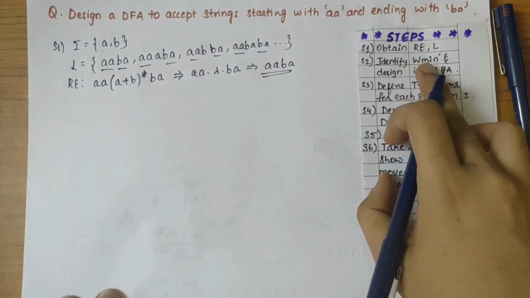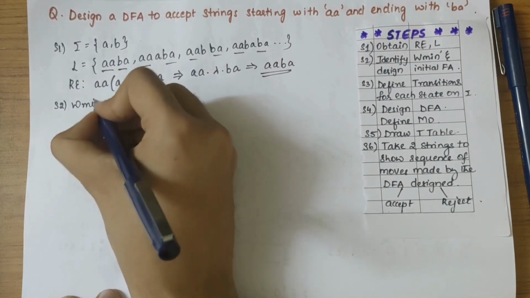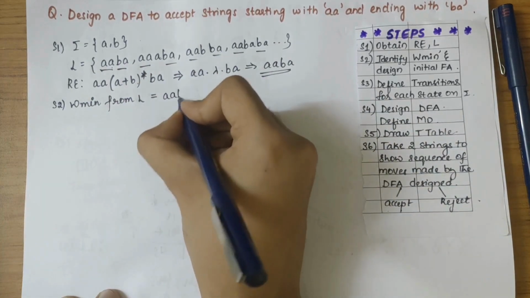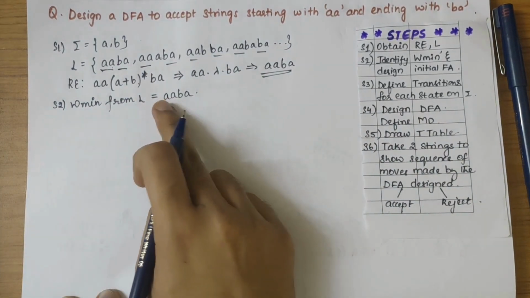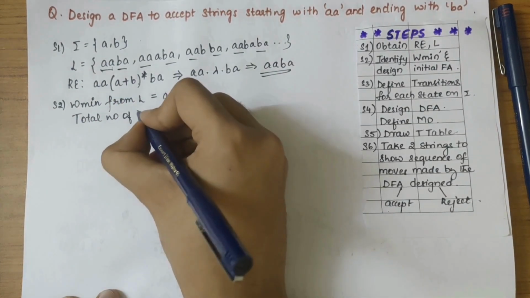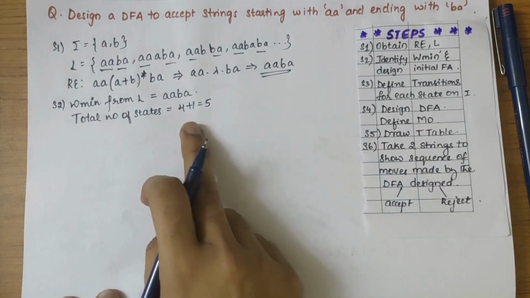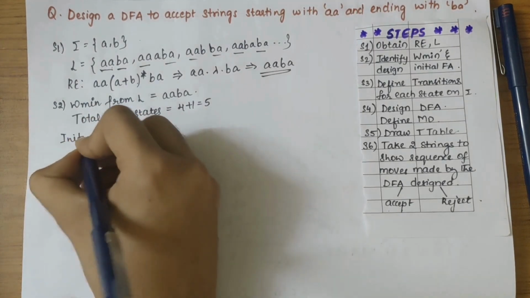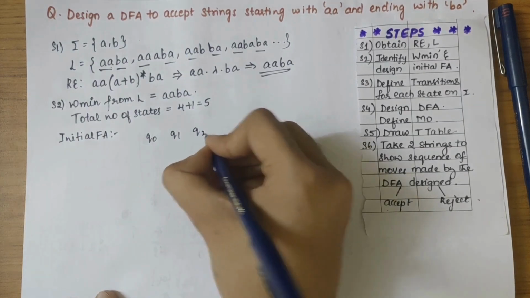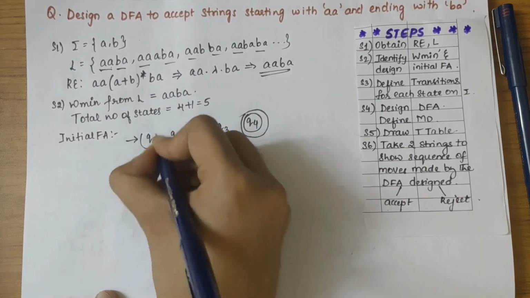Looking at the second step, we have to identify the wmin and design the initial finite automata. So our step 2, that is wmin from L, can be written as AABA itself. As the length is 4, we can say that the total number of states will be 4 plus 1, that is 5. So there will be a total of 5 states. Now let's design the initial FA, which will be Q0, Q1, Q2, Q3, and Q4 being the final state, and Q0 has to be the initial state.